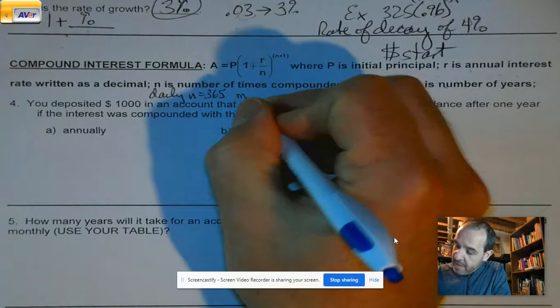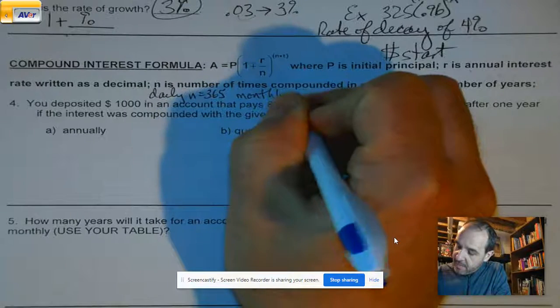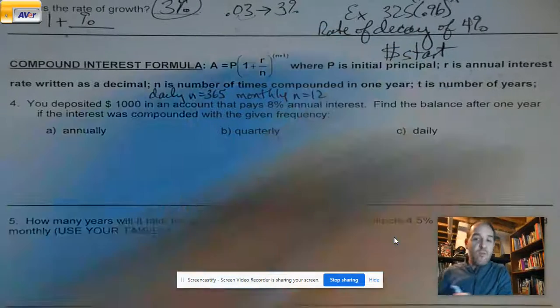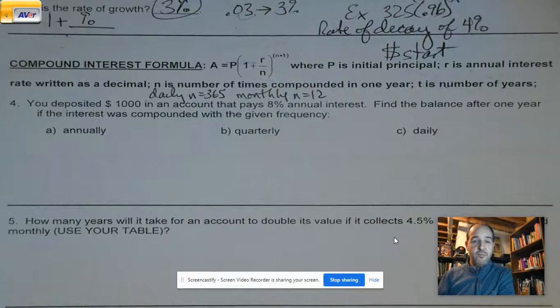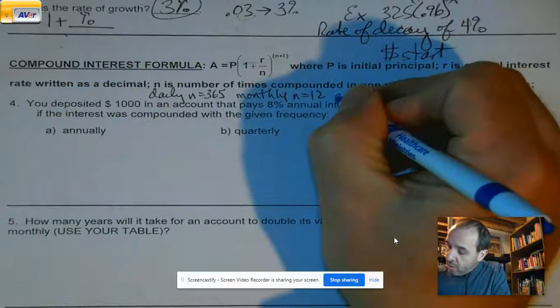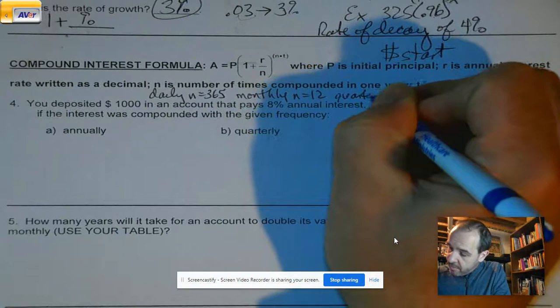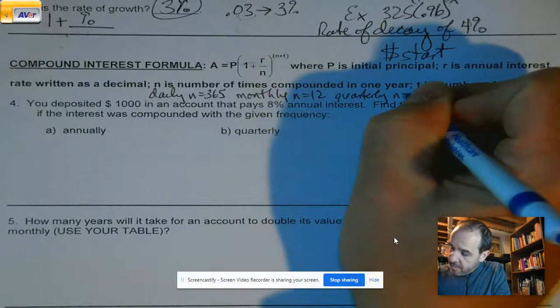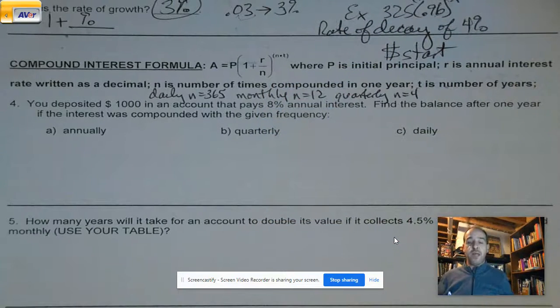If we said monthly, N would be 12 because 12 months happen in a year. Quarterly, there's 4 quarters in a year. 4 3-month periods. So that's all that we're saying. Whenever we see the word compounded, we're going to have to figure out what this N value is. And then T is the number of years.